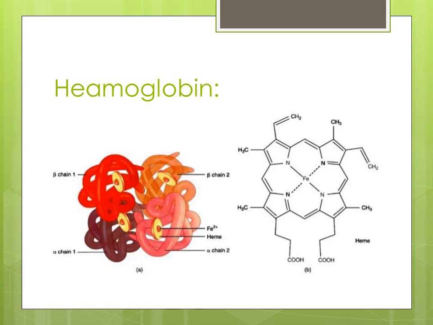Other than these coordinate bonds, the ion will have one vacant orbital. That vacant orbital is always ready to accept the lone pair of electrons donated by the oxygen molecule. So when we inhale, oxygen will be coordinately bonded to this ion. Then the hemoglobin supplies the oxygen to the cells, it releases the oxygen and takes away the carbon dioxide.